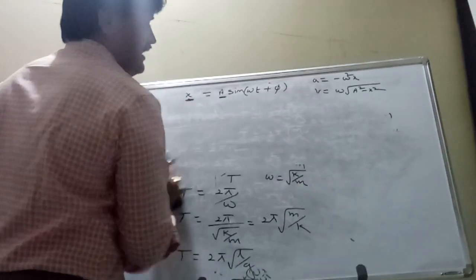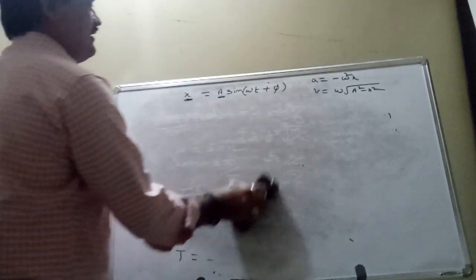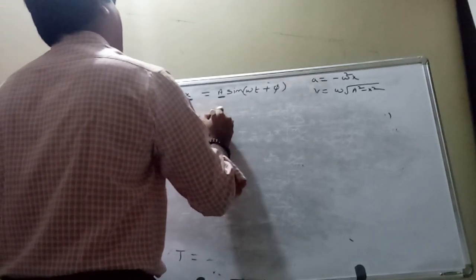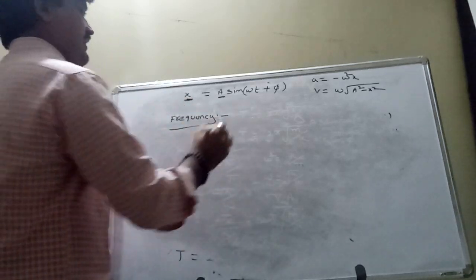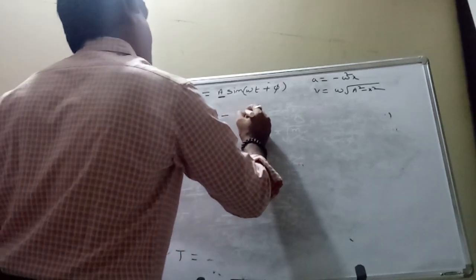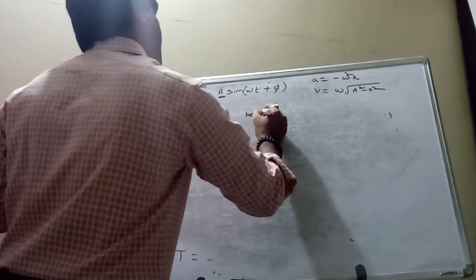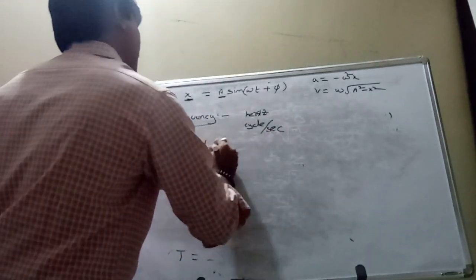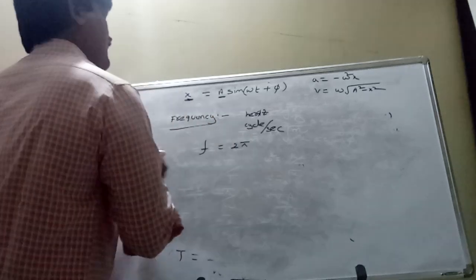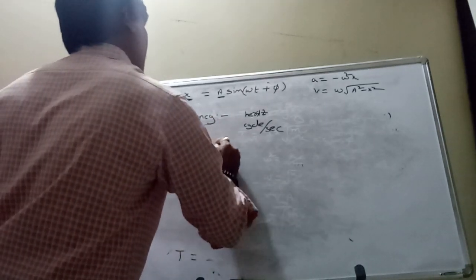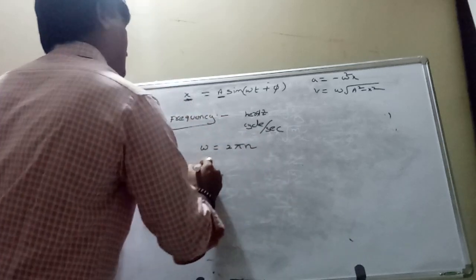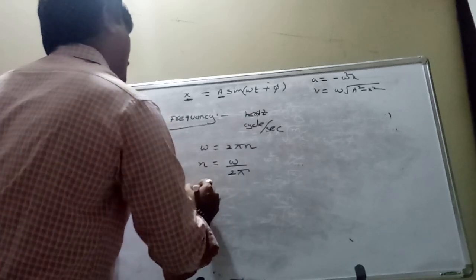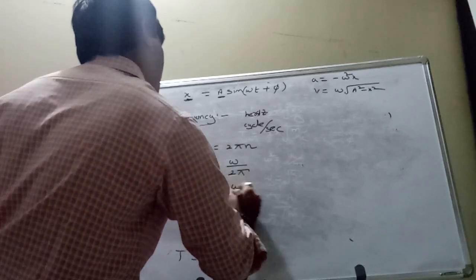Next, frequency. Number of cycles per second is called frequency. Frequency has the unit hertz, cycle per second. The frequency f: omega equal to 2 pi n, so n is equal to omega by 2 pi. So f equal to omega by 2 pi.